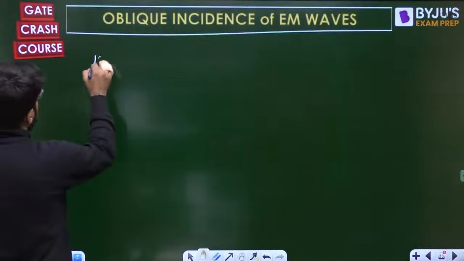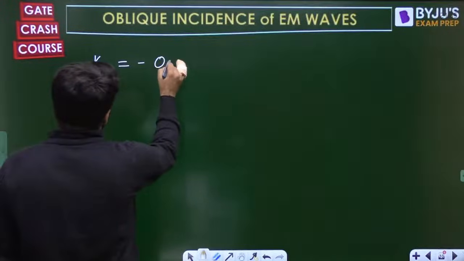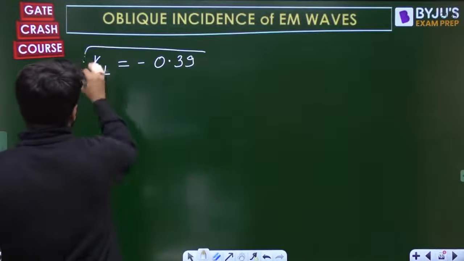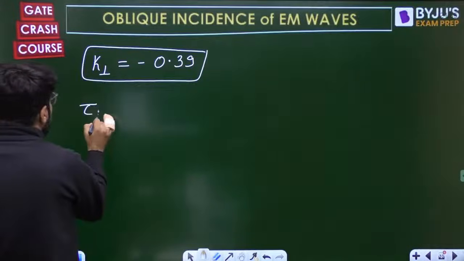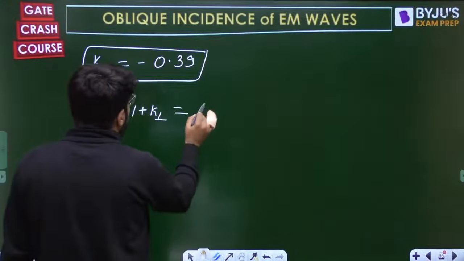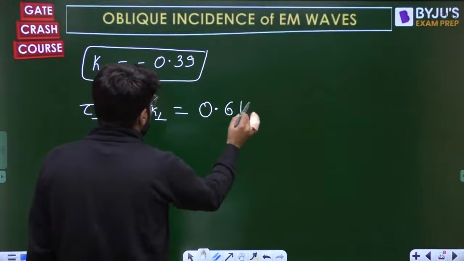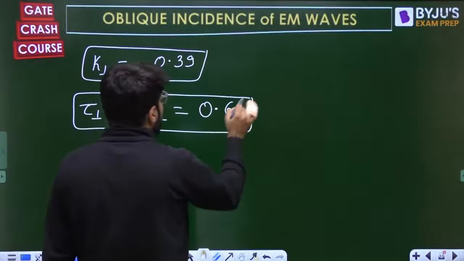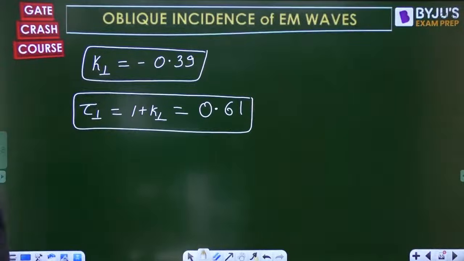So what is the value of K obtained here? Minus 0.39. This is one value done. If I want to talk about the tau, it is given by the formula 1 plus K, and when you add this it becomes 0.61. So tau is given by 0.61, everybody.